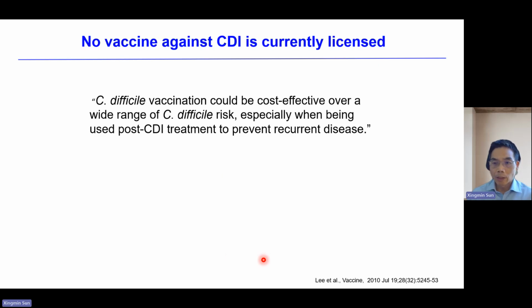Currently, no vaccines against C. difficile infection have been licensed. However, C. difficile vaccination could be the most effective approach over a range of C. difficile risks, especially when used post C. difficile infection treatment to prevent recurrences.